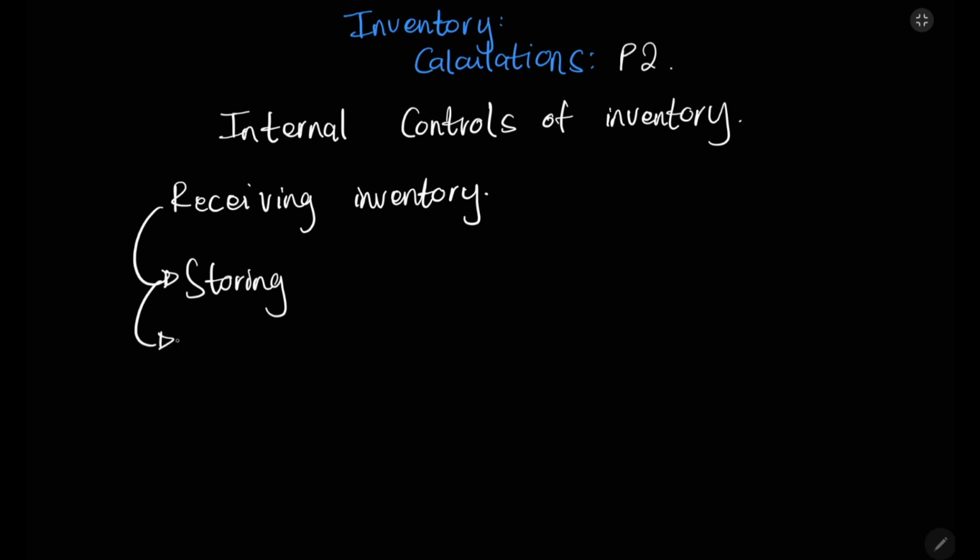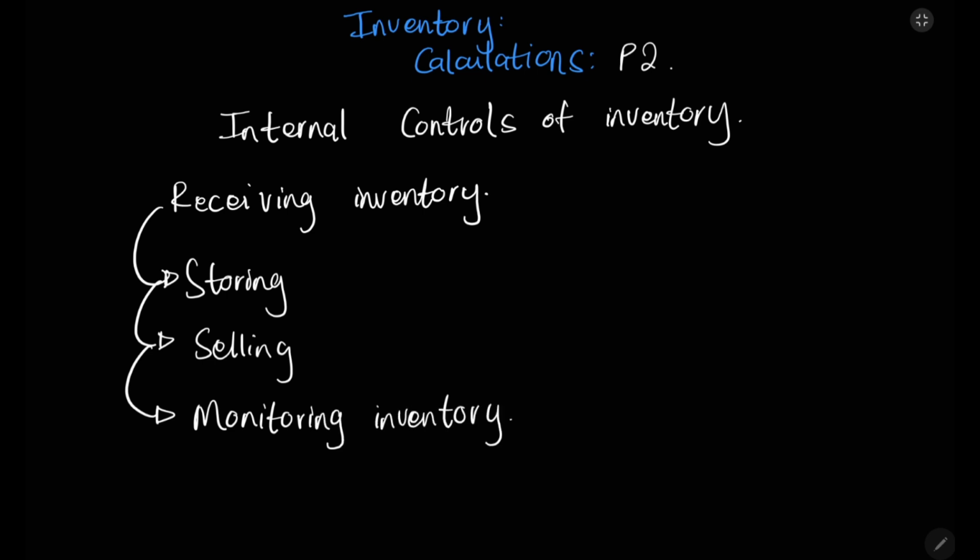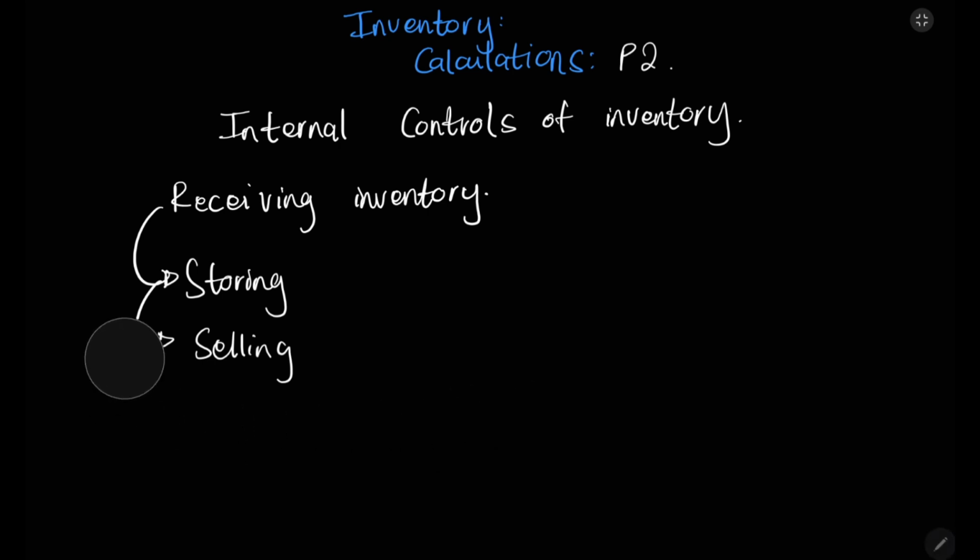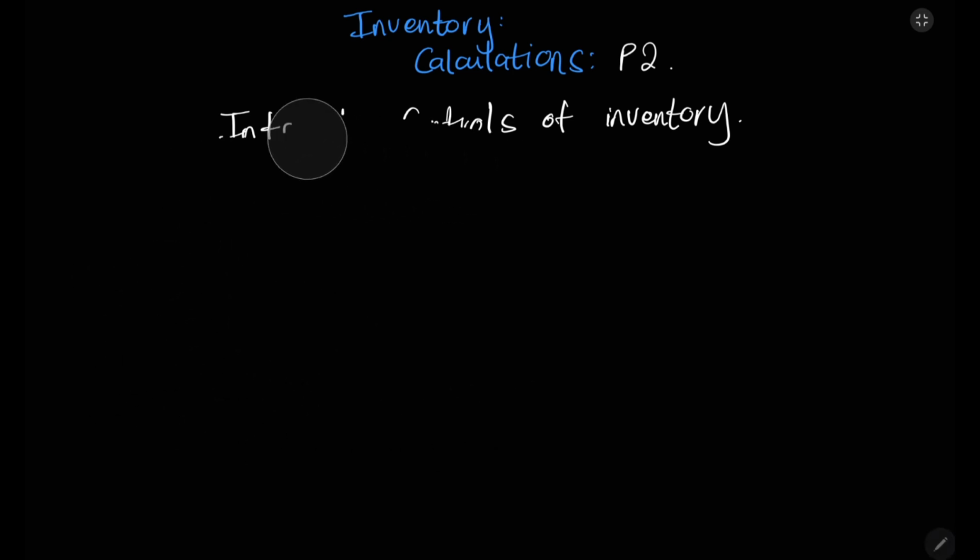In terms of selling inventory, we could say use cash registers or issue receipts, and lastly, we might have monitoring inventory. Measures that we could take include stock counts, inventory reports, as well as reconciliation. Okay, so in terms of internal controls, you just have to be open-minded and think of different points that you can apply, provided that you're given a certain scenario, whether in a textbook or in your exam.